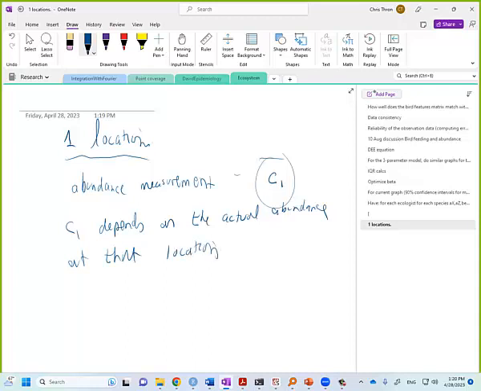Right? C1 is a measurement. So there's some error, but it depends on the actual abundance, which I'm going to call lambda. And then I assume, the usual way to assume this, that the measurement has an exponential distribution.